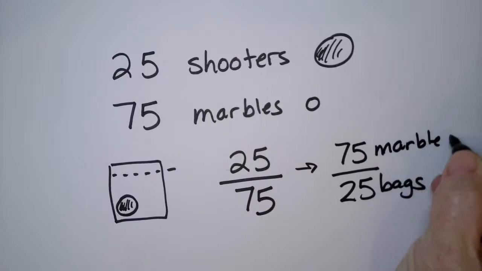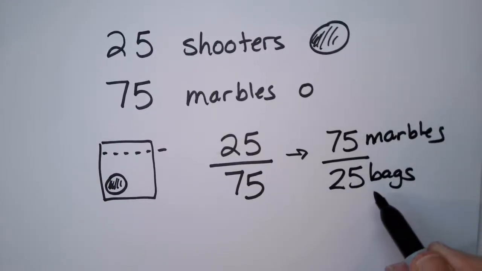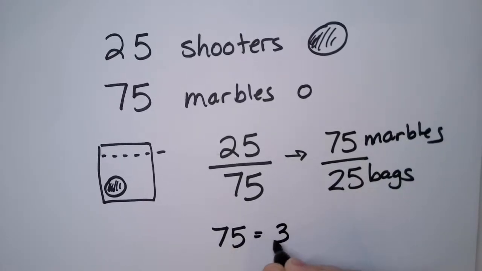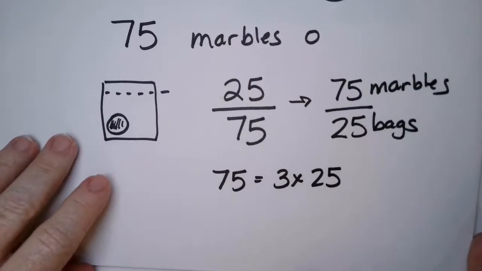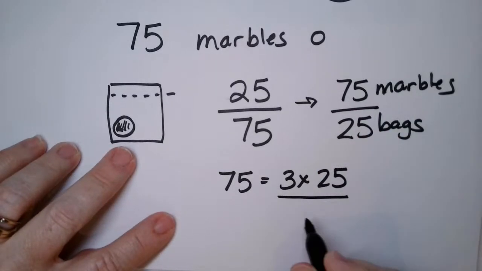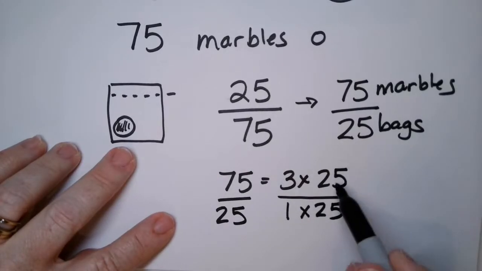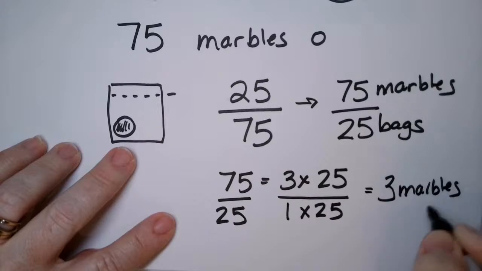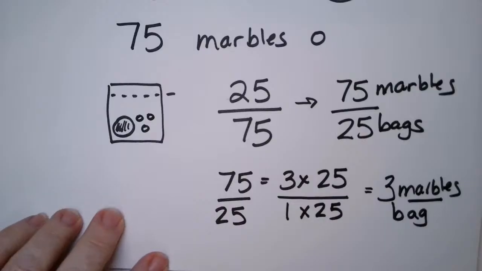How many times does 25 go into 75? Yeah, I see it now. 25, 50, 75, if we're counting by 25. So 75 is 3 times 25. Okay, in case you didn't know that. So that means we can have in the numerator 3 times 25, and in the bottom 1 times 25. So the 25s are going to cancel. That tells me we have 3 marbles per bag. So we're going to put 1, 2, 3, and that will use up everything we have.